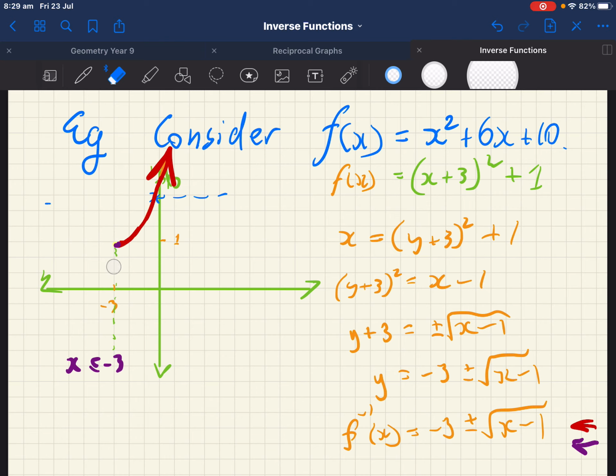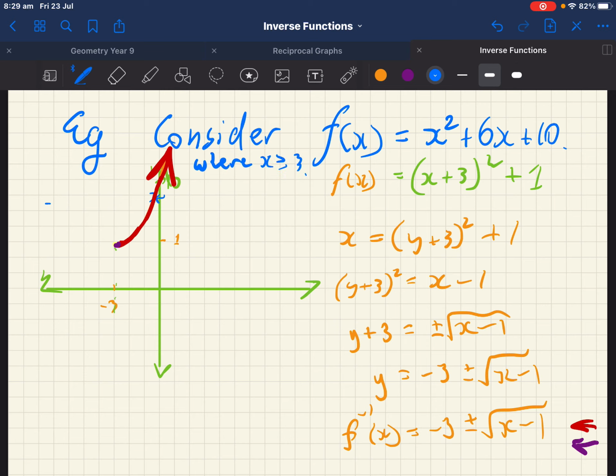So if we look at this function here, which didn't originally have an inverse, but let's say we did just restrict the domain to consider the function x squared plus 6x plus 10, where x is greater than or equal to 3. Right, so in this particular case, this would have an inverse function. It would be, let me go down here and just erase that negative. That is the inverse of it, right?